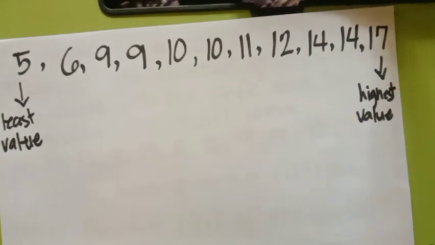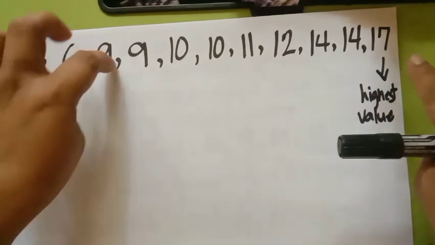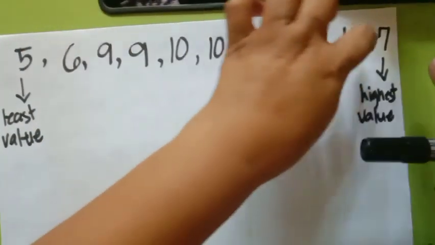Okay, after that, determine the middle value. So, when you say the middle value, this is quartile 2, the median. So, there are 11 data. 1, 2, 3, 4, 5, 6, 7, 8, 9, 10, 11.